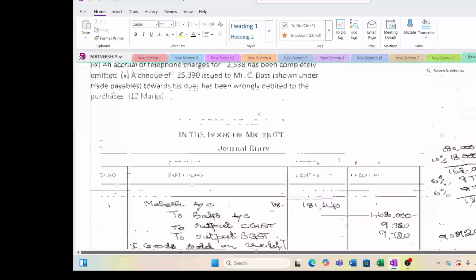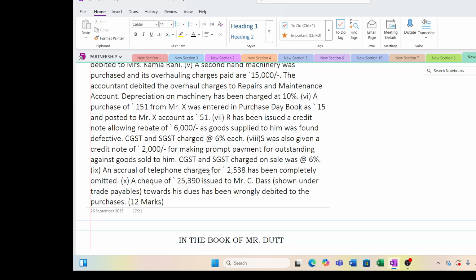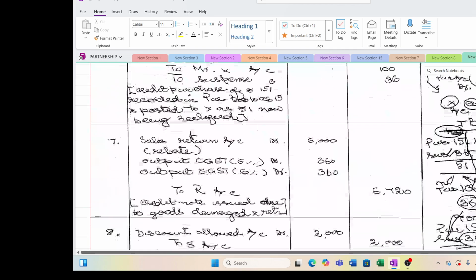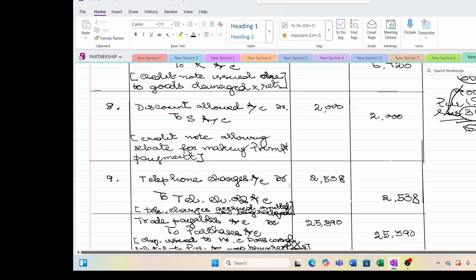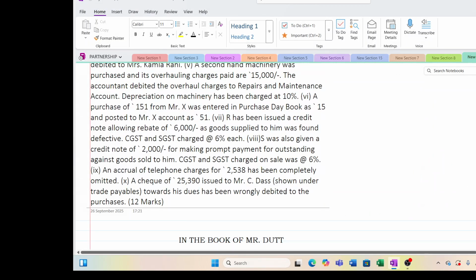Now the next item is telephone charges and accrual of telephone charges. Accrual of telephone charges means the outstanding telephone charges have been completely omitted. While preparing the trial balance, they have omitted the accrual of telephone charges. Now we have to record it, because he is telling us to either record or rectify it. We are going to record this error of complete omission. So now we are going to do the rectification. Telephone charges account debit to telephone charges outstanding account, which was omitted, now being rectified.